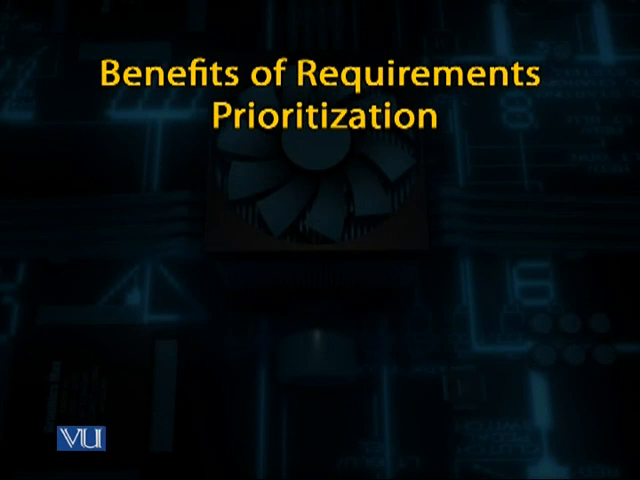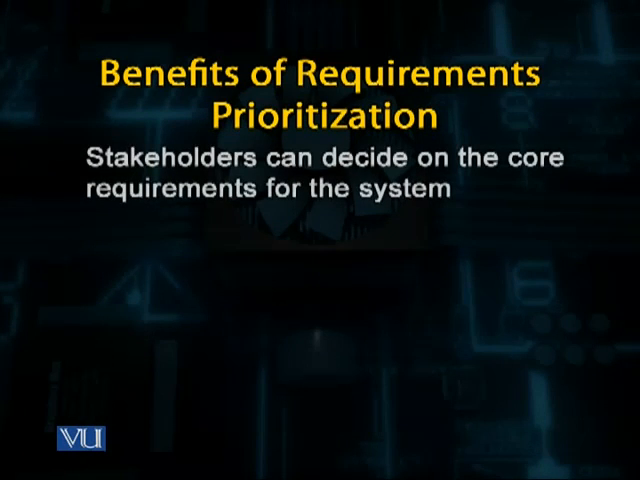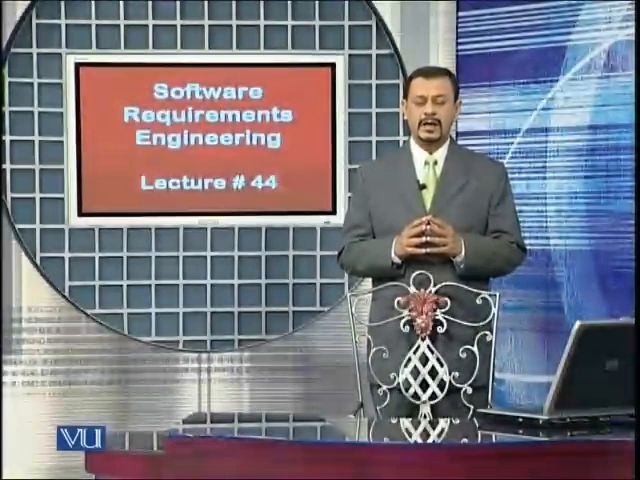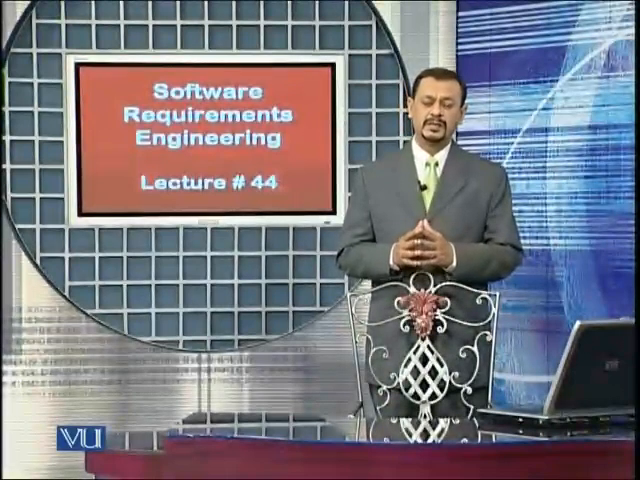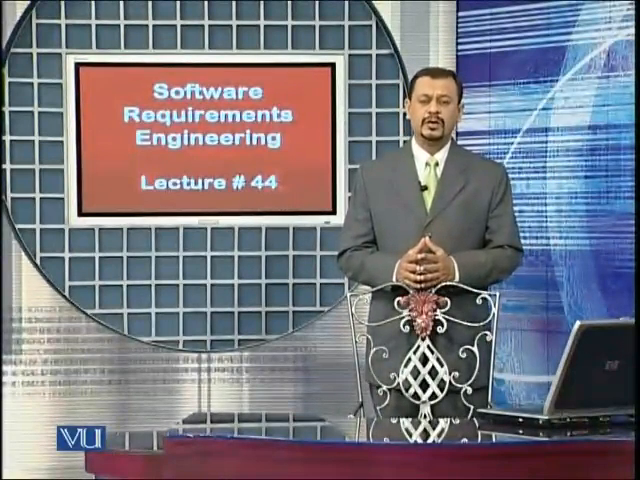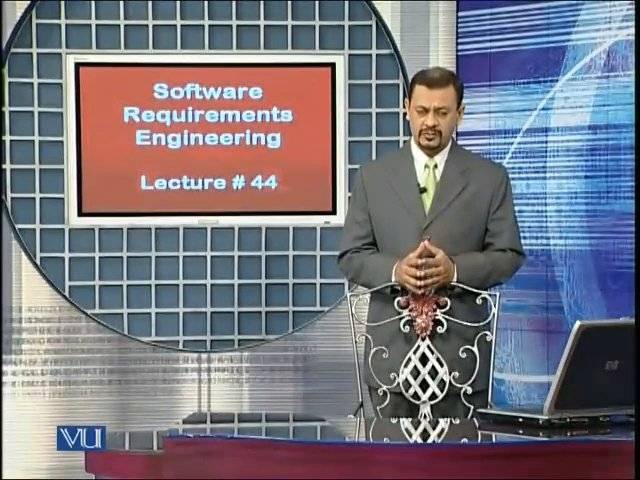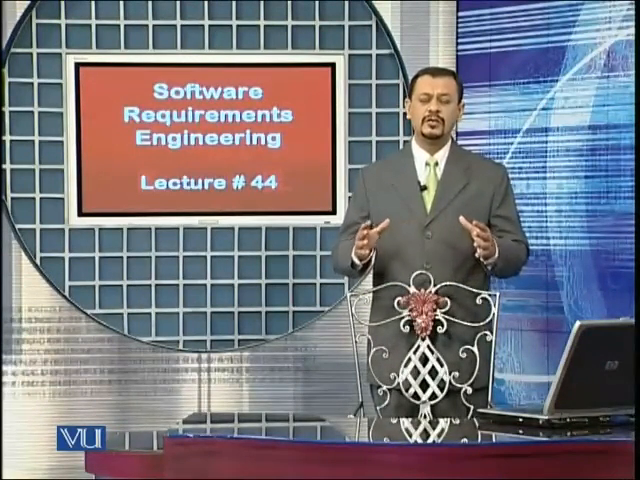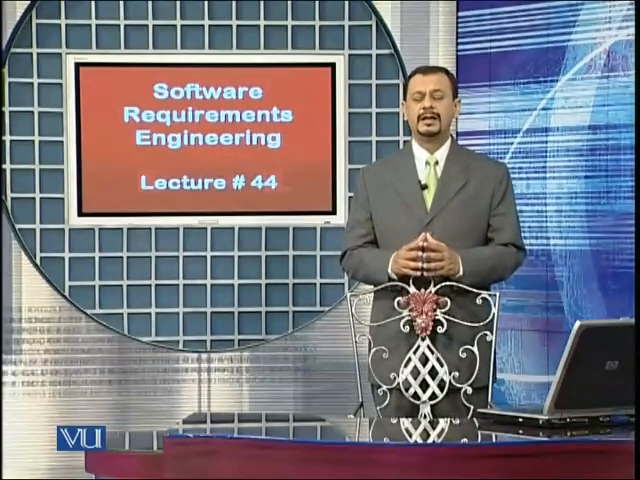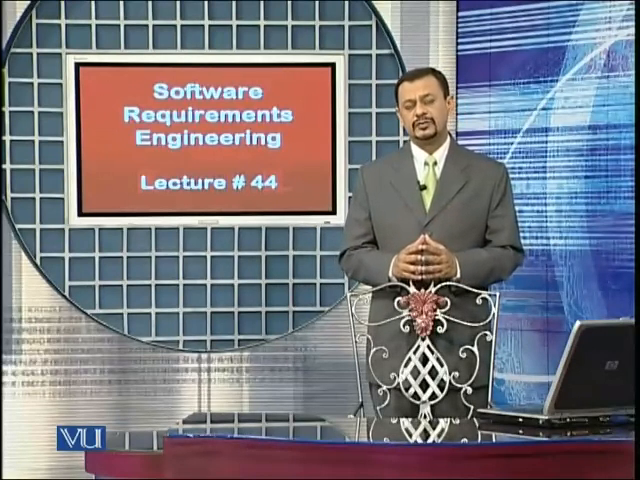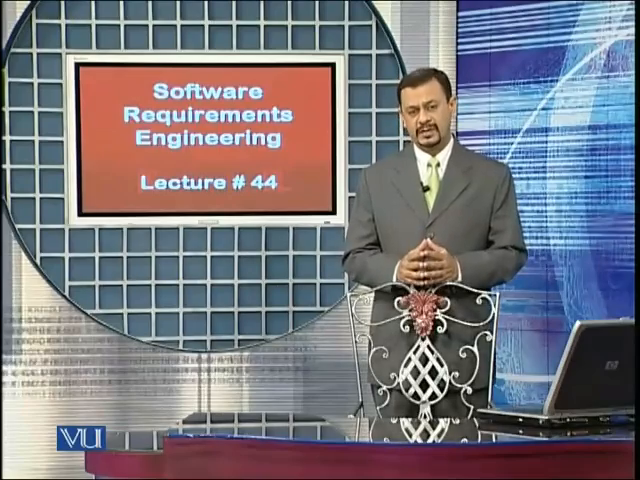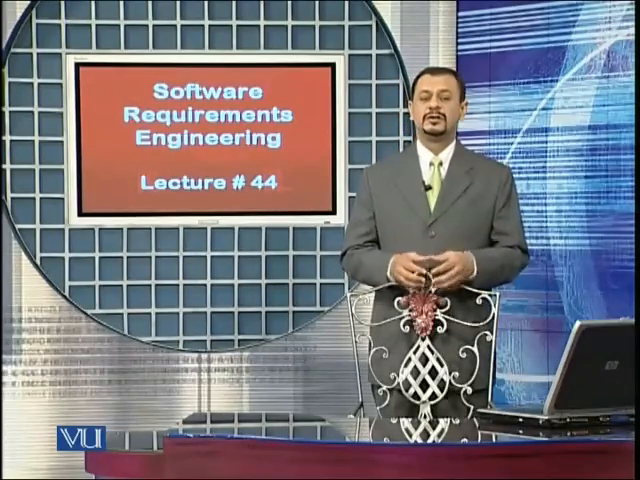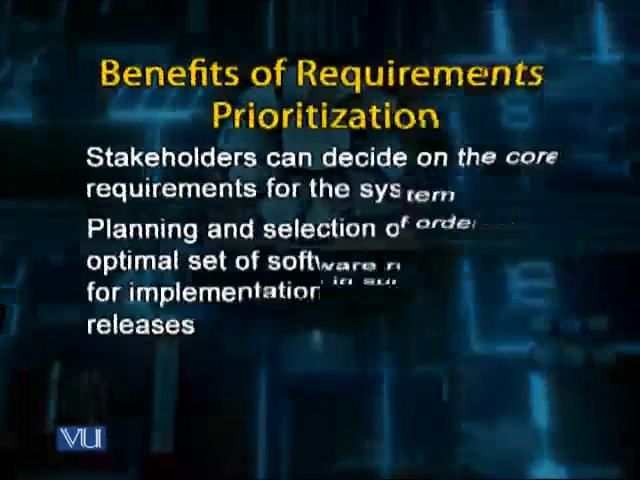When we execute a proper prioritization activity, stakeholders can decide on the core requirements of the system, and this is very important. And this is important because nowadays software is being developed using incremental and iterative processes, and so the stakeholders need to get together before every iteration is planned so that they can include the core set of requirements for that particular iteration.